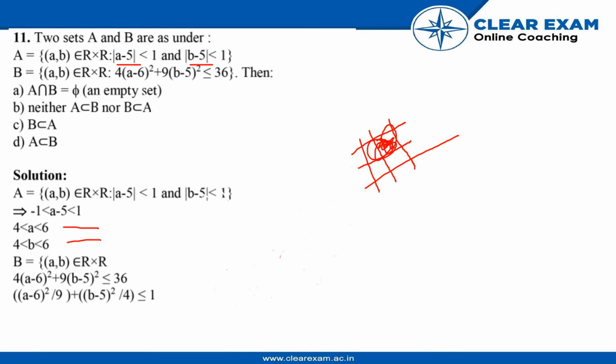So now we will look at set B, in which we have the same variables a and b, which lie in the real numbers. So we will simplify the equation which has been given in the question. We will divide by 36 on both sides, and after dividing we get an equation similar to the equation of a circle: a square plus b square equals 1. So here we will draw a circle also.